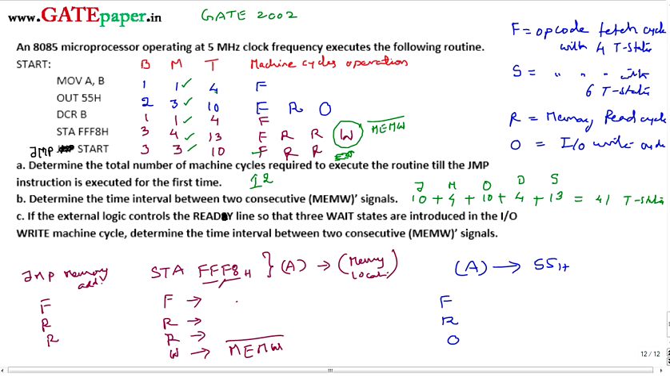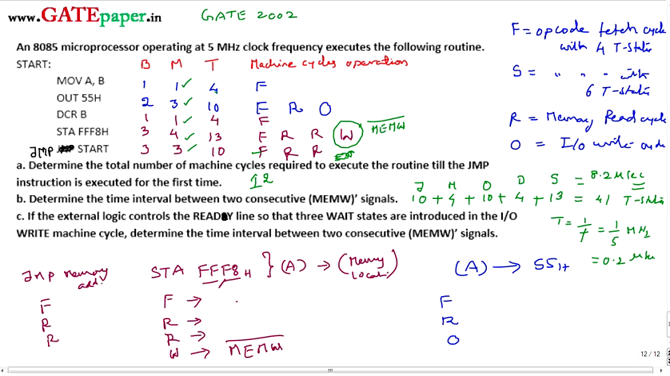So 41 T states, and each T state is nothing but 1 by F, frequency 1 by 5 megahertz. So this will be treated as 0.2 microseconds. 1 by 5 means 0.2. So the total is 41 into 0.2, which is 8.2 microseconds. The time interval between the two consecutive memory write signals is 8.2 microseconds.